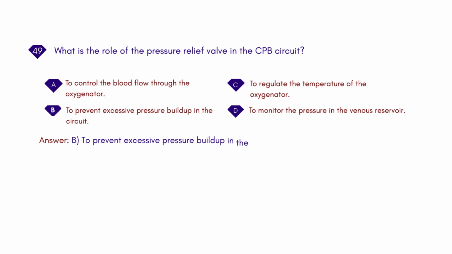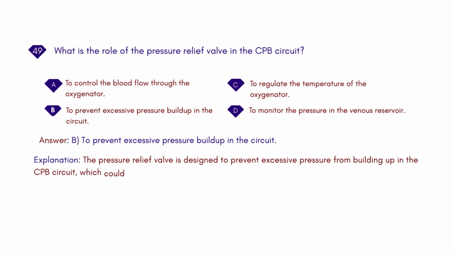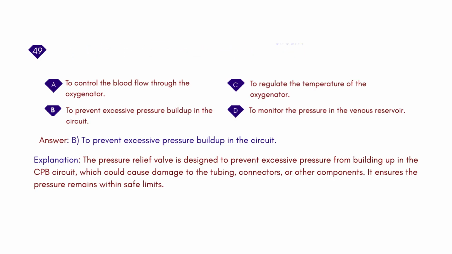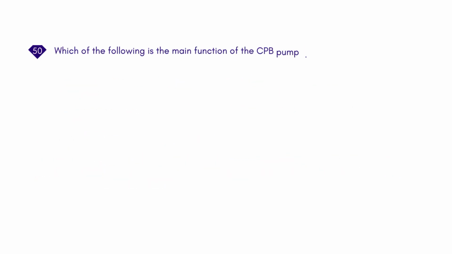Answer: B. To prevent excessive pressure buildup in the circuit. Explanation: the pressure relief valve is designed to prevent excessive pressure from building up in the CPB circuit, which could cause damage to the tubing, connectors, or other components. It ensures the pressure remains within safe limits. Which of the following is the main function of the CPB pump during setup?